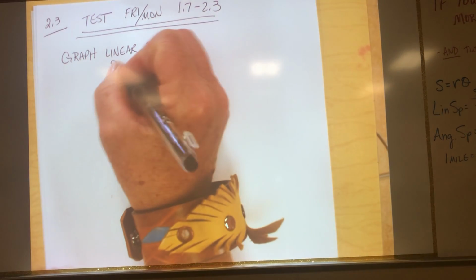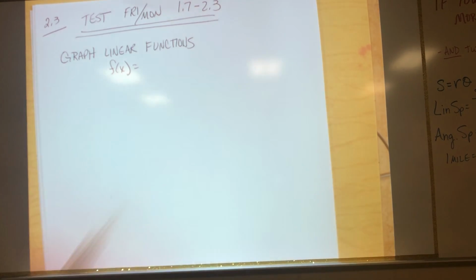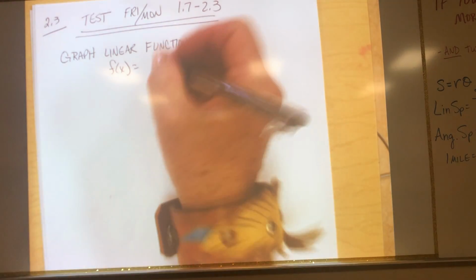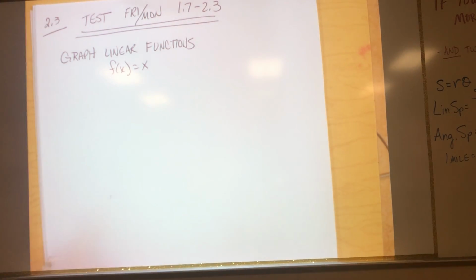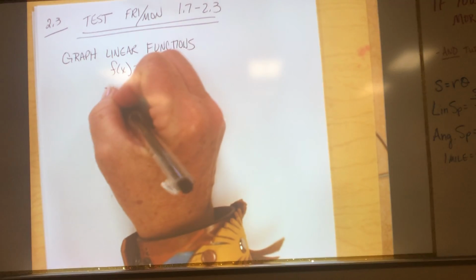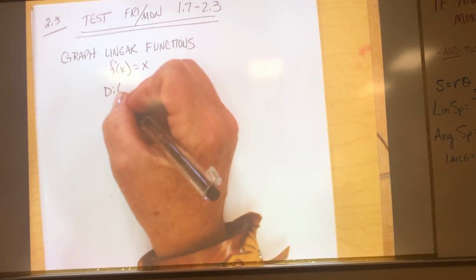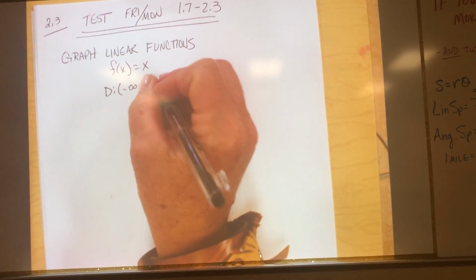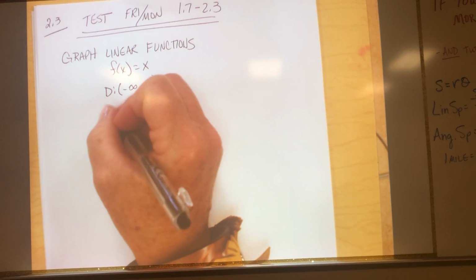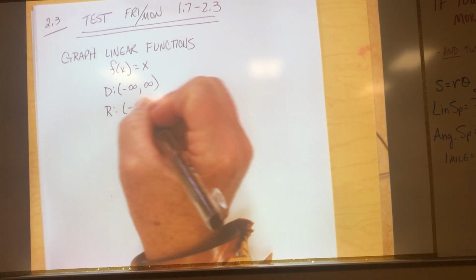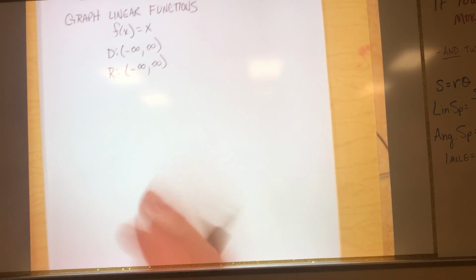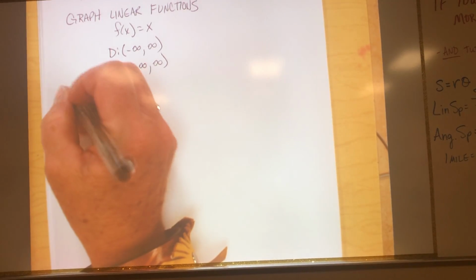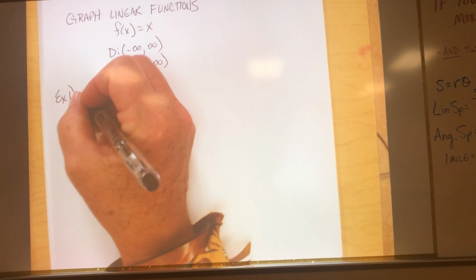So f of x is equal to, what's the parent function for a linear function? X. And you called it an identity function, right? On our memory test. Tell me what the domain is. All real numbers. Yes, so negative infinity to positive infinity. And the range? Negative infinity to positive infinity. Good. All right, so example number one is going to have me graph the equation.